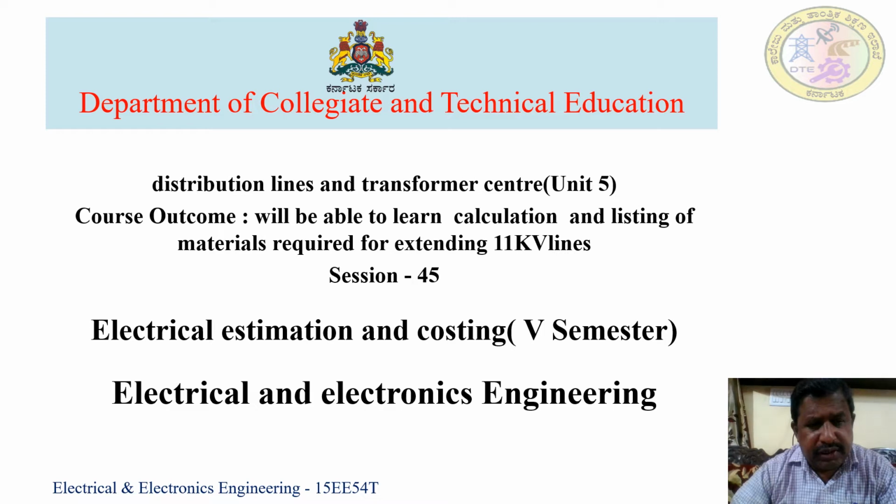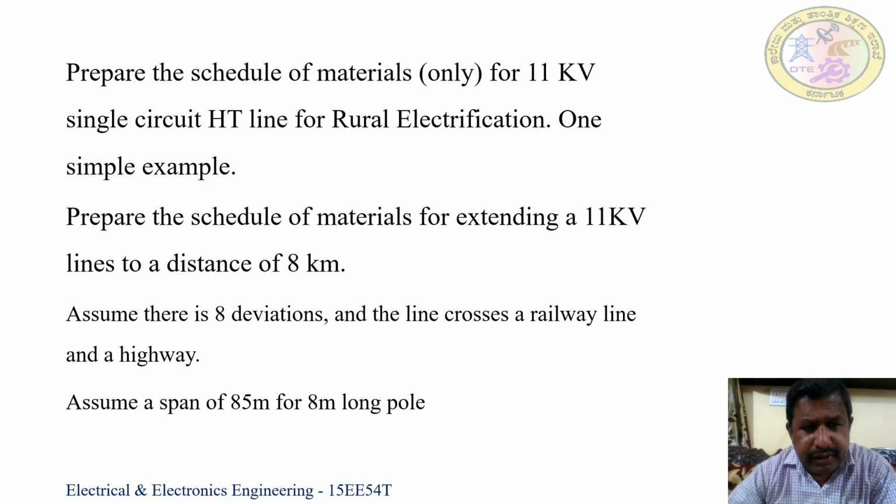The subject is Electrical Estimation and Costing, and the subject code is 15GG54P. So the topic is the listing of the materials required for extending 11 kV lines. Let us solve a simple example. Prepare the schedule of materials for extending a 11 kV line to a distance of 8 km.